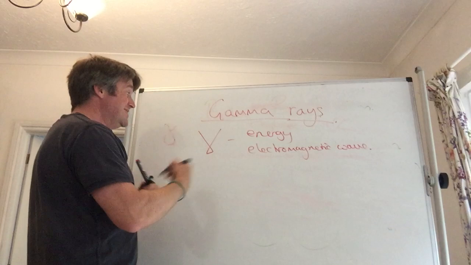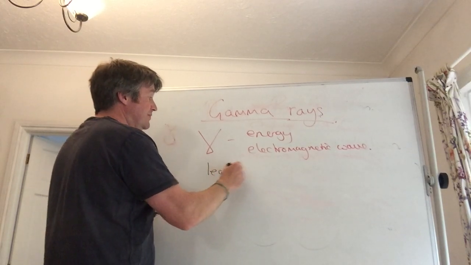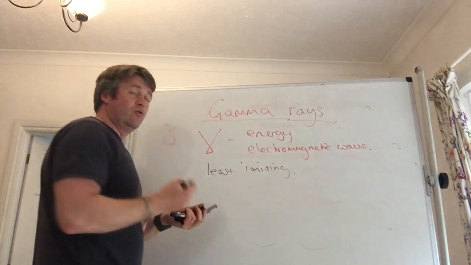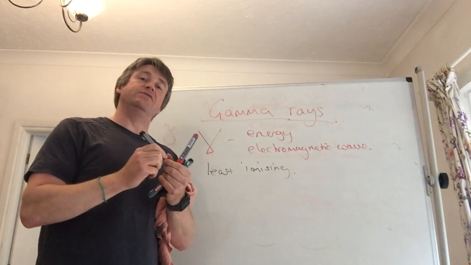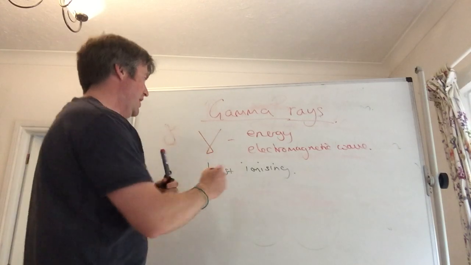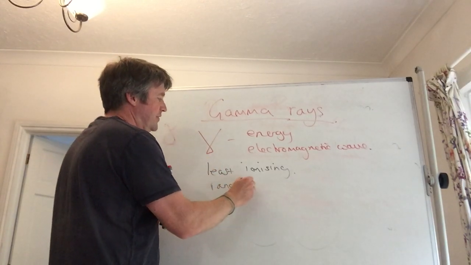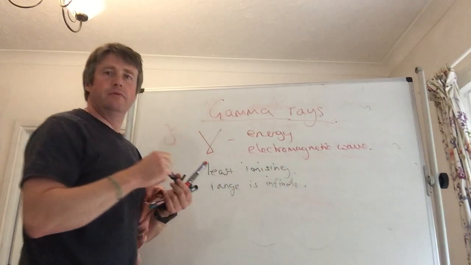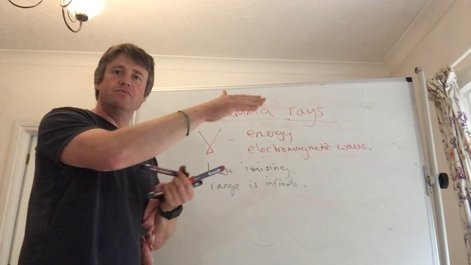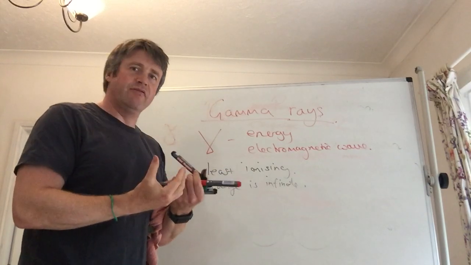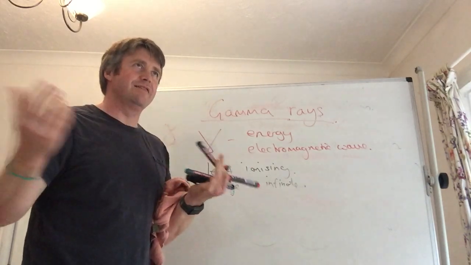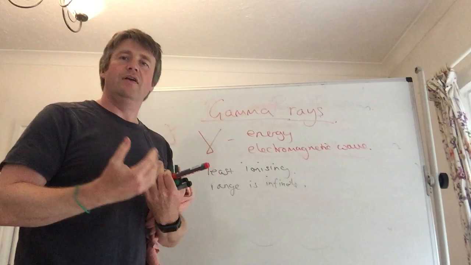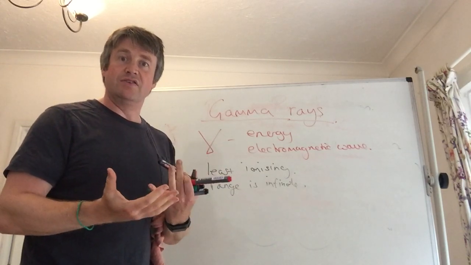Now, it is the least ionising. So out of all of them, it is the least ionising. However, its range is infinite. It doesn't stop. If it's emitted, it just keeps going. So it's got an infinite range in air, so there's nowhere you can stand, distance-wise, that's going to make you safe when it comes to gamma radiation being emitted.